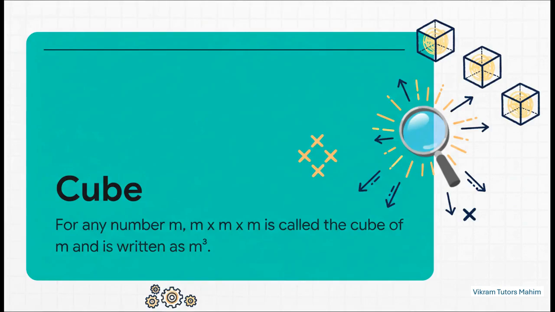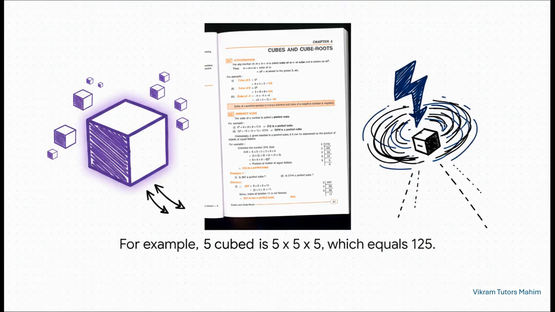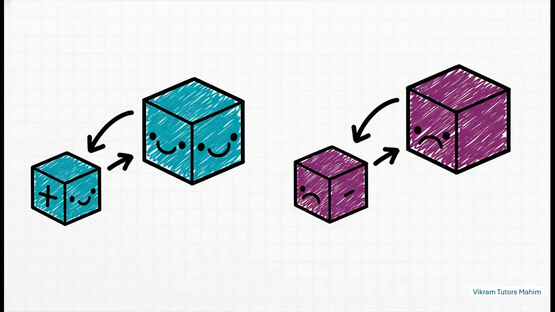What's a cube? It's just a number multiplied by itself 3 times. Take 5, for example. 5 cubed is 125. And notice this works for negative numbers too. And that's a really simple but crucial rule. Positive cubes are positive, negative cubes are negative.